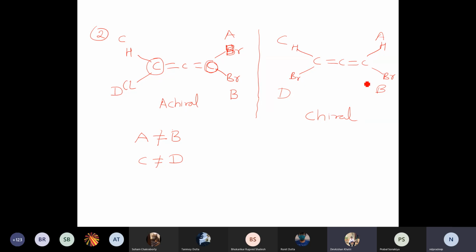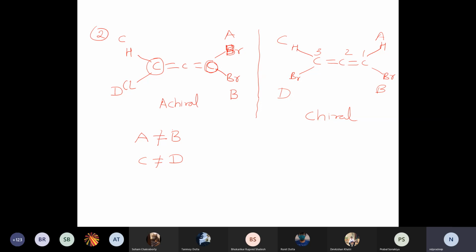Even if you look at B, please don't see two different carbons. 1, 2, 3. If I number it like this, you have to check the substituents of C1, then check the substituents of C3. Don't compare the substituents of C3 and C1 in any case. That is not right.